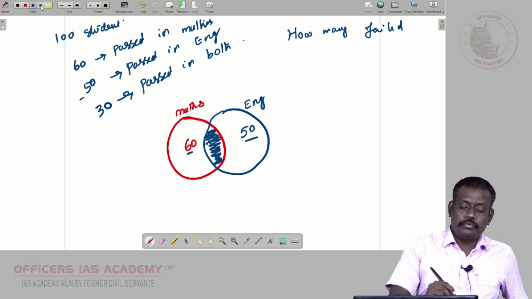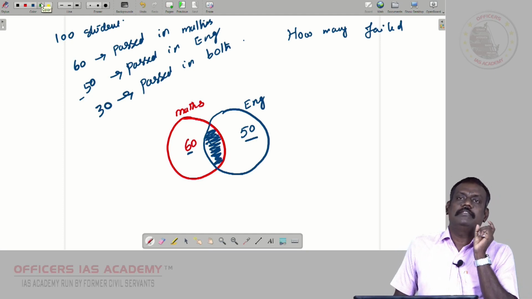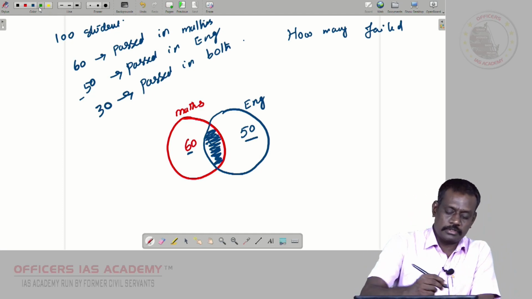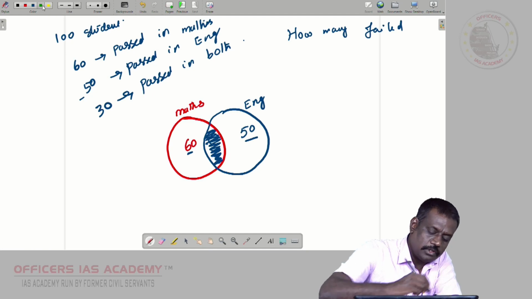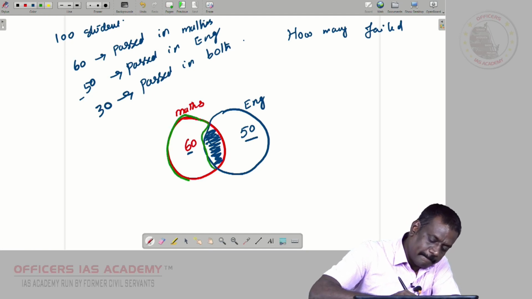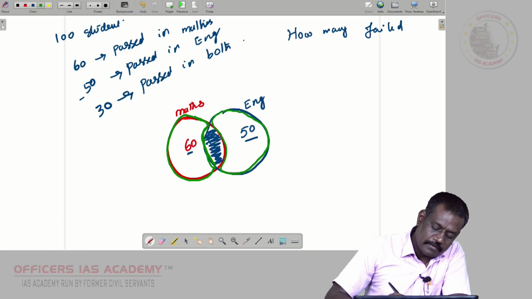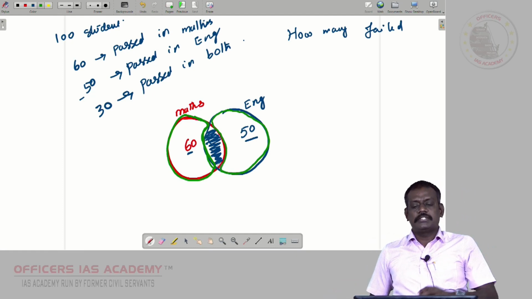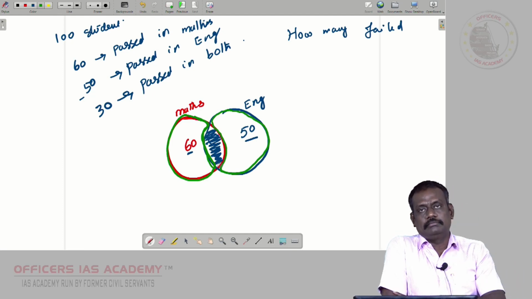Now we should try to find out the only values. I used to call it as only values. Only value means the area of this portion, as well as this portion, that is called as the only values. So that is nothing but the number of students who passed in mathematics only.